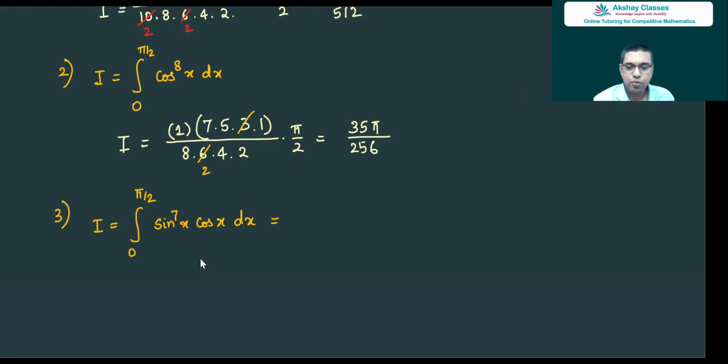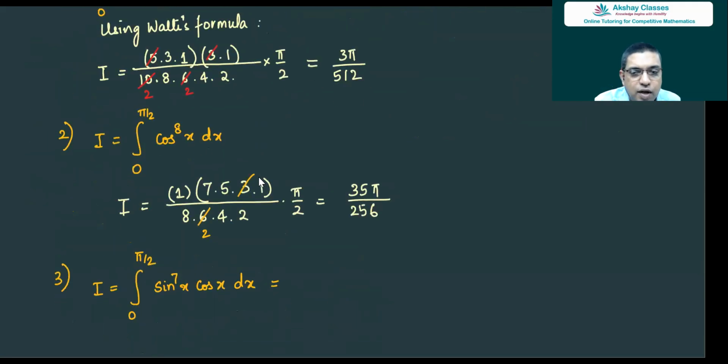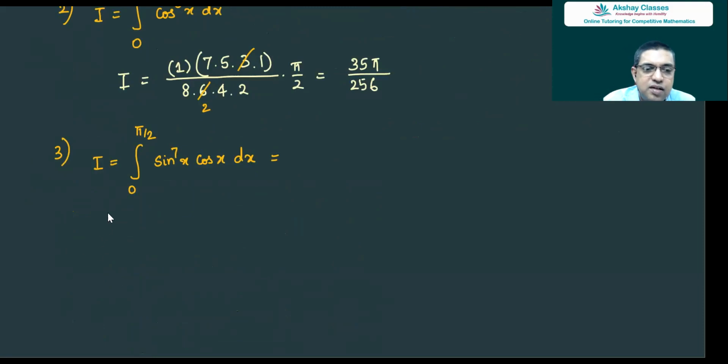Answer is 1 upon 8. Now, both of the powers are odd. So P value will be 1. P value will not be pi by 2. P value will be 1. So let's write this using Wallis's formula.